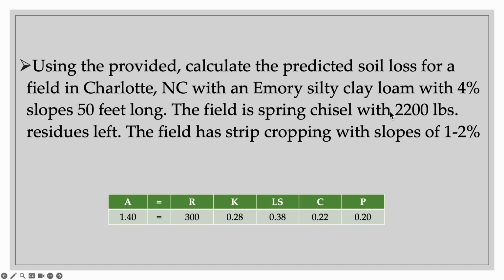Our management practice, we had spring chisel with 2,200 pounds of residue left. Our C value was 0.22. And we had strip cropping on slopes of 1 to 2%. And our P value was 0.20. And so the lower the C and the P value, the lower the A value we can suspect.